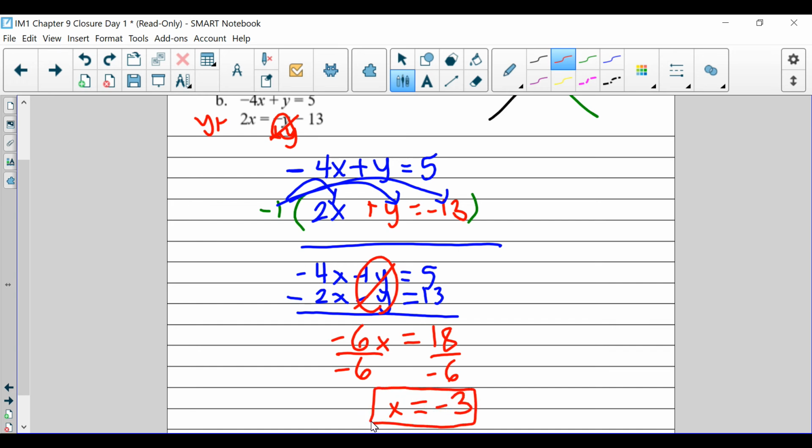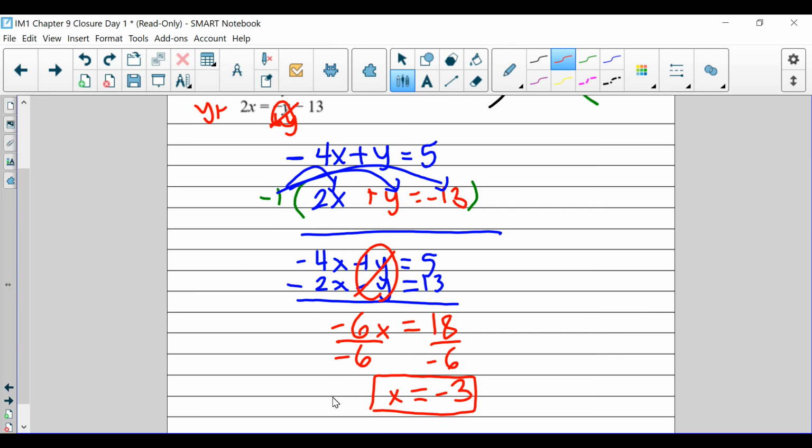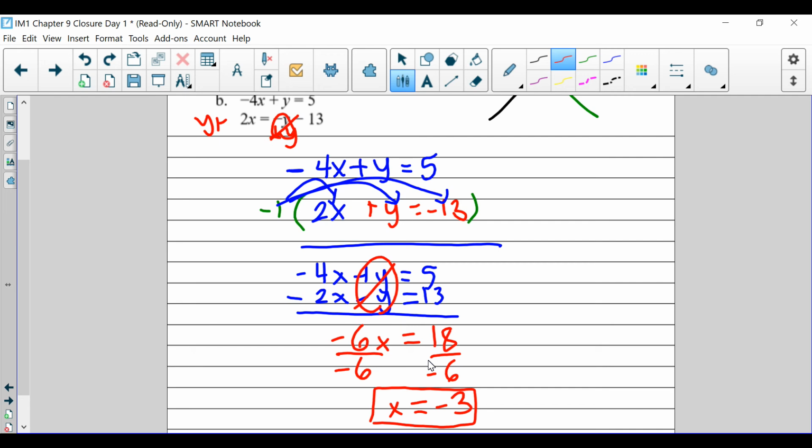And when x is equal to negative 3, how do we solve for y? Well, we need to put it back into one of these equations right here. So let's go ahead and put it into this first one. Negative 4x plus y is equal to 5, where we put in negative 4, but instead of x, we're going to put in negative 3 plus y is equal to 5.